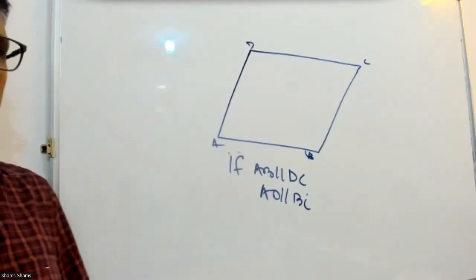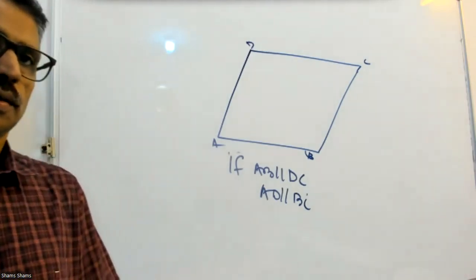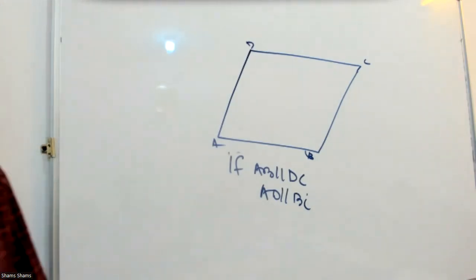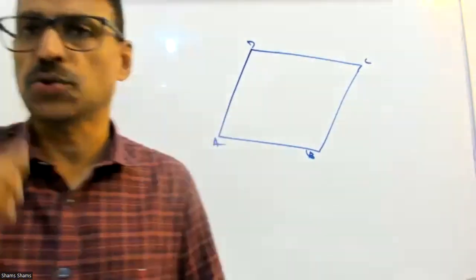Angles are equal. A quadrilateral is a parallelogram if opposite angles are equal. Okay, so look at here. Listen. Now the last two.